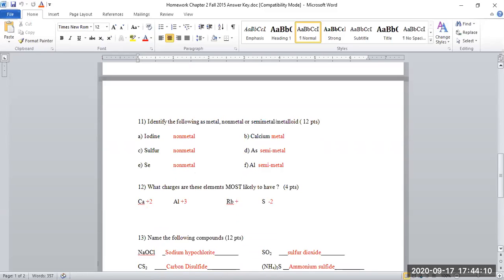Metals, non-metals, semi-metals, everything there in your first column, iodine, sulfur, and selenium, are all non-metals. Calcium, obviously traditional metal, aluminum, and actually, no, I have another goof in there. I know I graded them right. I'm just looking at my answer key. It's not supposed to be semi-metal. It's supposed to actually be metal. I need to go back and fix that.